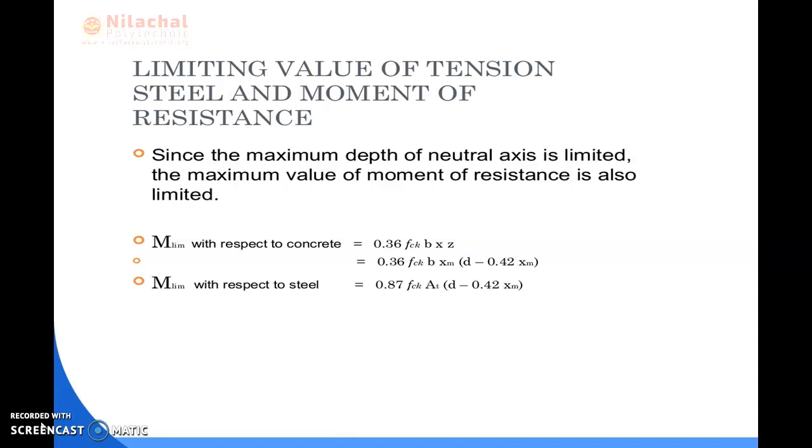The total formula of the M limit is 0.36 fck b xm into (d minus 0.42 xm). And the M limit with respect to steel is 0.87 fy Ast into (d minus 0.42 xm).